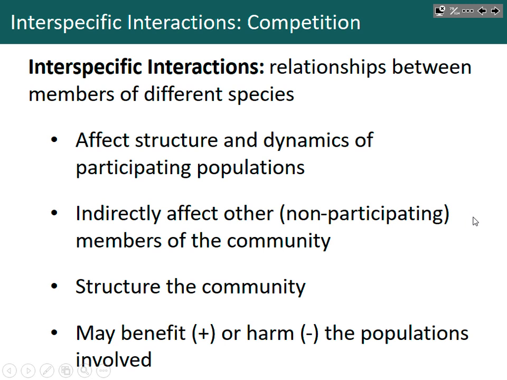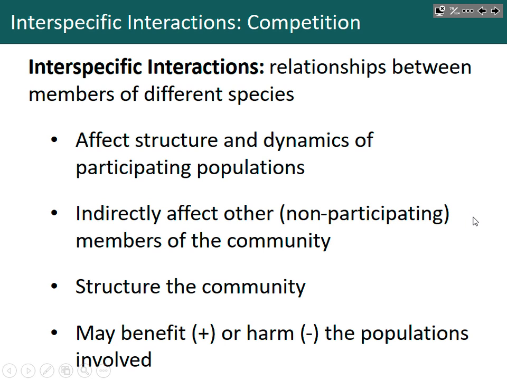There are also indirect effects on the non-participating members of the community. What we mean by non-participating is if you have a predator and its prey, and these two species are interacting, another species that neither of them directly interacts with may actually be impacted by them. So if you think of something like a beetle that feeds on the feces of the prey species, if something happens to that prey species, then the beetle might be affected, even though it's not directly interacting with that animal, okay?